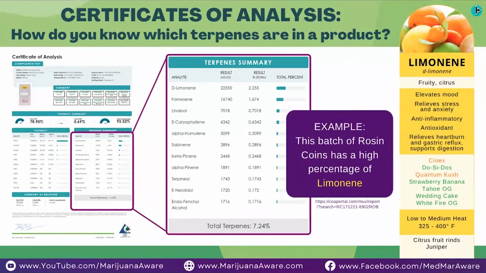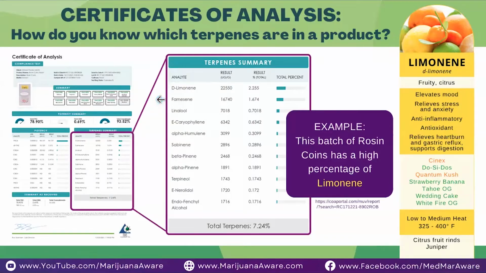Now, let's go back and take a look a little bit. How do you know what's in your product? There's something called the COA, Certificate of Analysis. Yeah, and so the certificate of analysis, this one, for example, has more limonene than any other terpene.